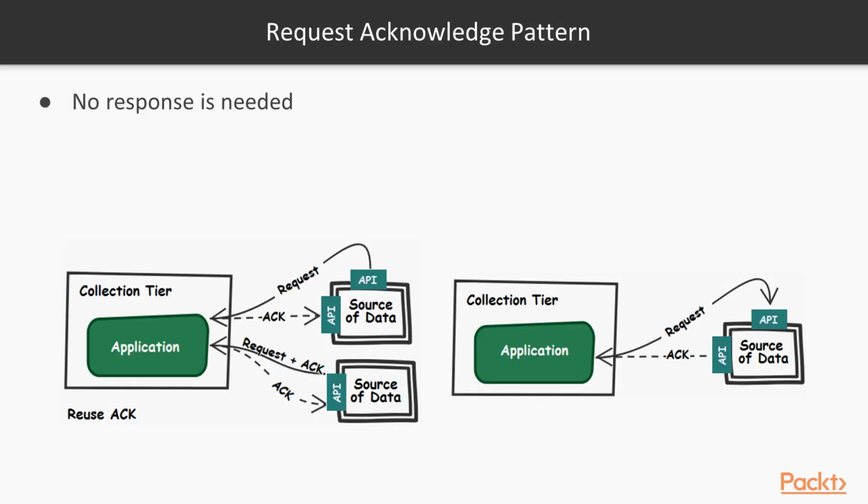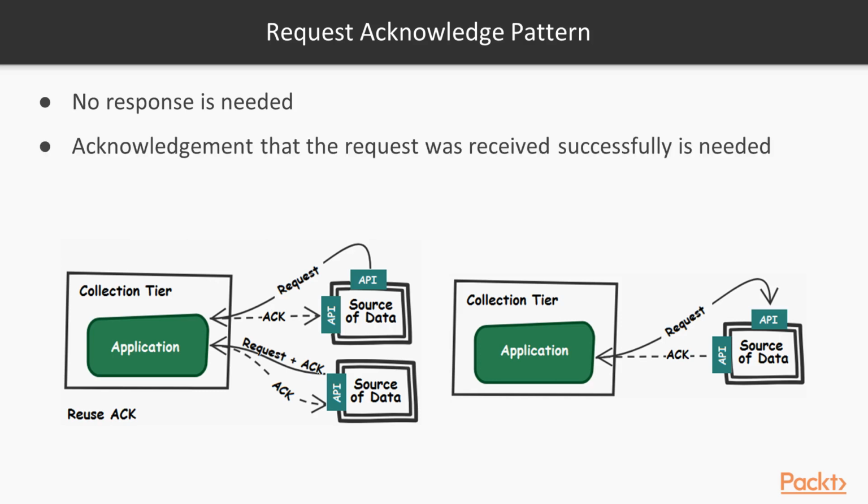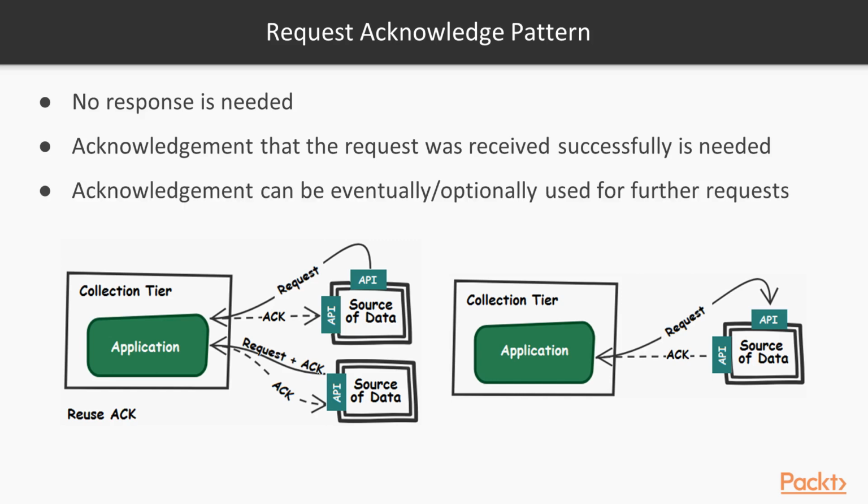Okay, now let's talk about the request acknowledge pattern. In this case, the side that triggers the request is not expecting a response, but an acknowledgement that the request was received successfully. The data sent back in the acknowledgement can be added in the next request, maybe to check the status of the initial request or get a final response. For example, as you can see in the picture on the left side, the collection tier can rely on a push data mechanism, which means that the streaming API will make the request and will push some data to the collection tier.